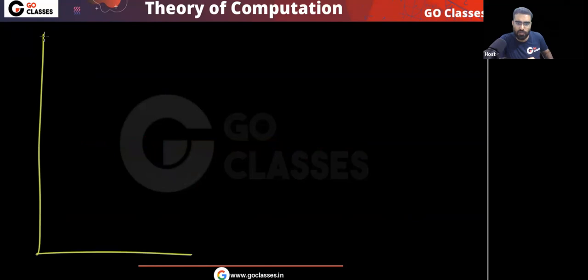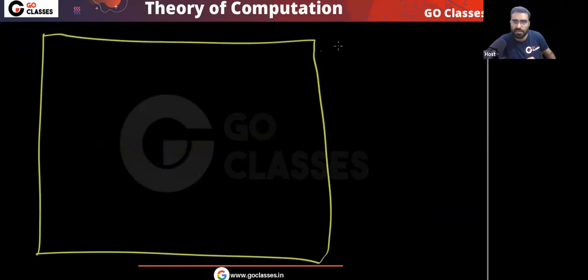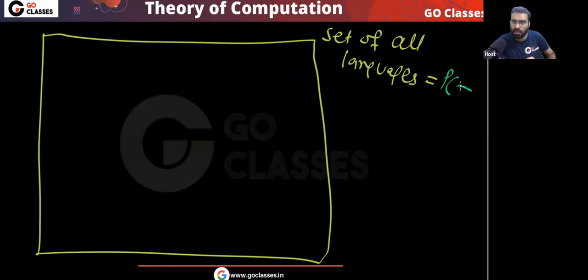Now you tell me about the set of all non-regular languages. See, very simple point. This is your set of all languages. I can call it the power set of sigma star. And we already know that this set of all languages is uncountable.